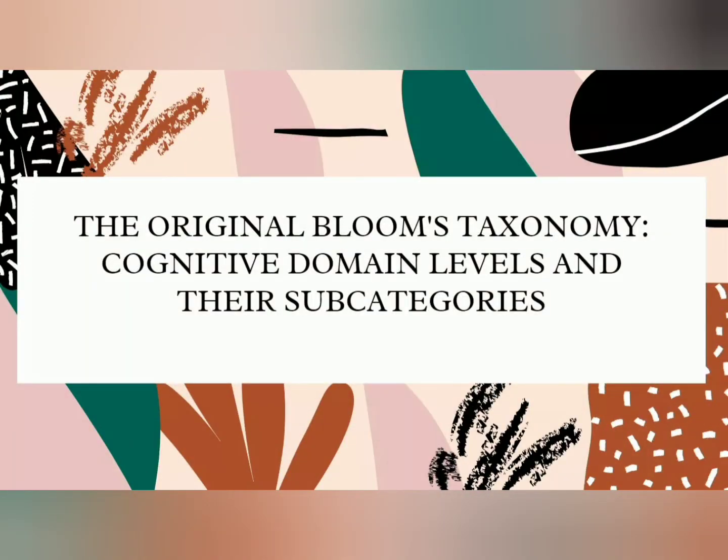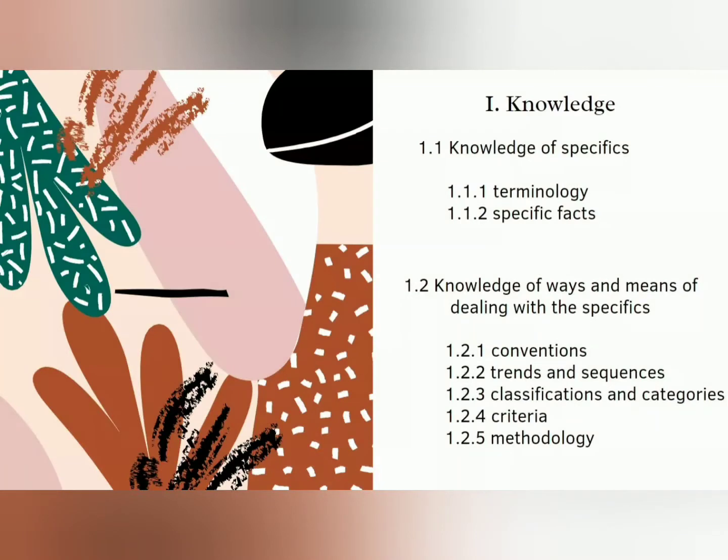The next discussion is about the original Bloom's taxonomy, cognitive domain levels, and their subcategories. First is knowledge. 1.1, knowledge of specifics, consists of terminology and specific facts. This knowledge involves the recall of specifics and universals, including the recalling of methods and processes, or the recalling of a pattern, structure, or setting.